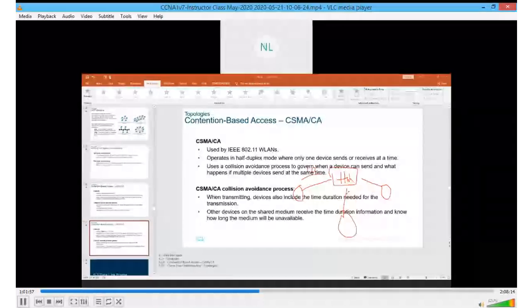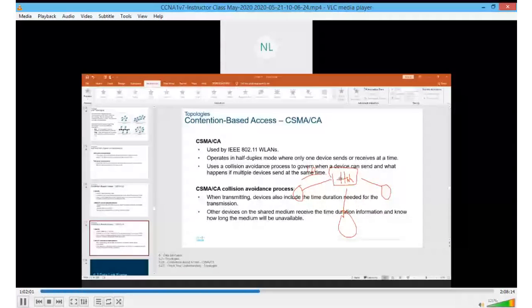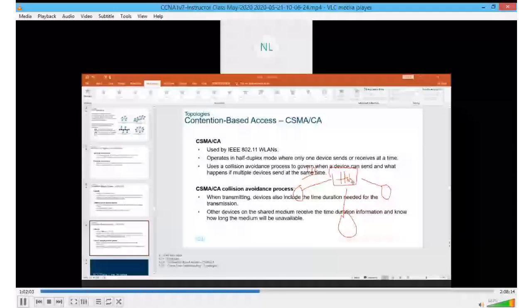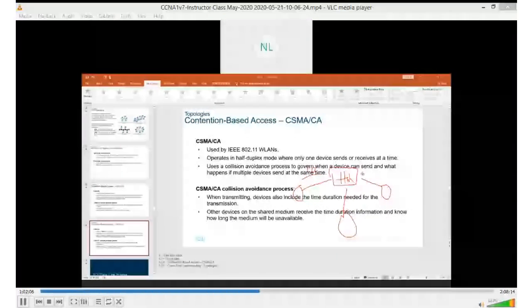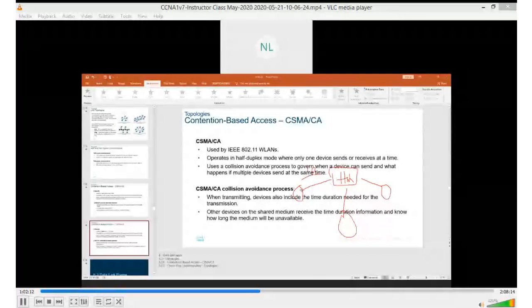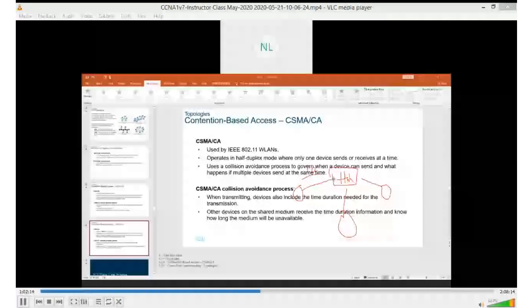So, if this device is sending, and this device is also sending, there will be collision. Now, if it's not wireless, if it's Ethernet, it just checks. Are you busy? Yes, I will wait. After a while, it checks. Are you busy? Yes, I will wait. Then it checks again. If it's not busy, it starts sending.